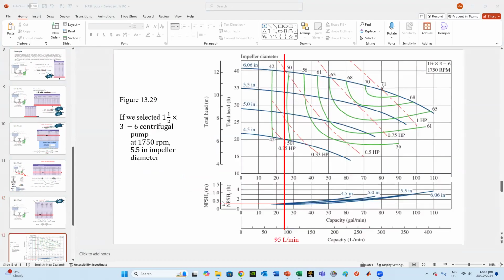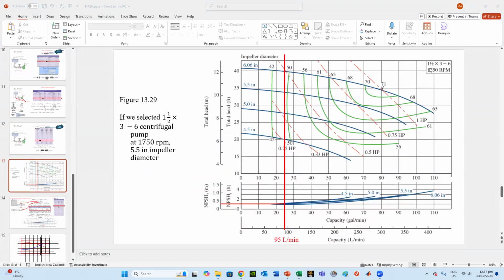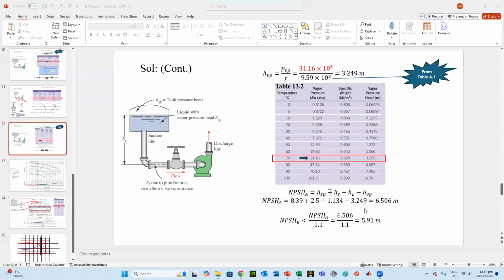Now, to select the pump for this question, we go to 1.5 inch times 3 with 6 inch impeller diameter, 1,700. You can choose the 95 liters per minute. You go to the selection of that, let's say 5 inch, and then you read the net positive suction head required for this pump. If I selected this pump, it's less than 0.5 meters. So the available is actually higher than what is required, which is good for that type of pump. Go through it.